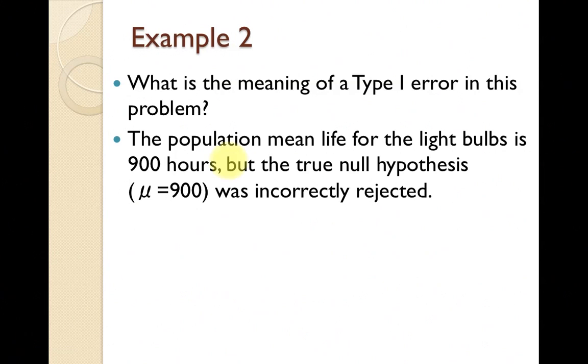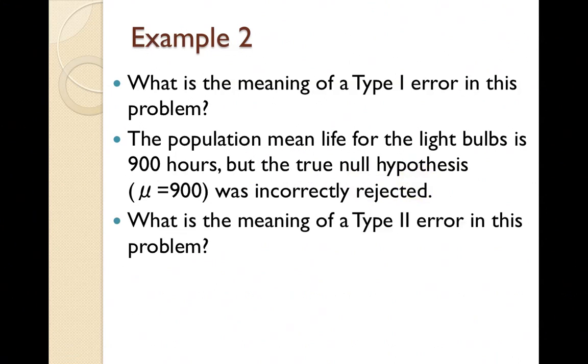The population mean bulb life for the light bulbs is 900 hours, but the true null hypothesis was incorrectly rejected. Okay, I just changed the wording a little bit right here, but it really means the same thing. It means that we are incorrectly rejecting a null hypothesis that is actually a true statement.